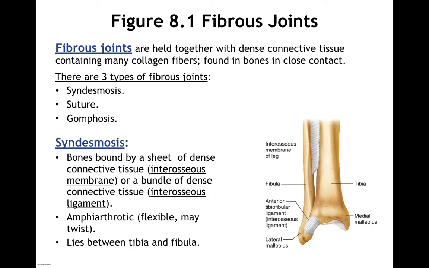So a fibrous joint is held together with dense connective tissue that has many collagen fibers. They are bones that are in close contact. They can be a syndesmosis, a suture, or gomphosis.